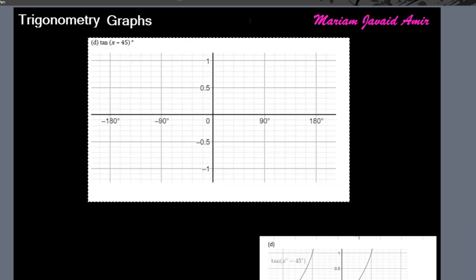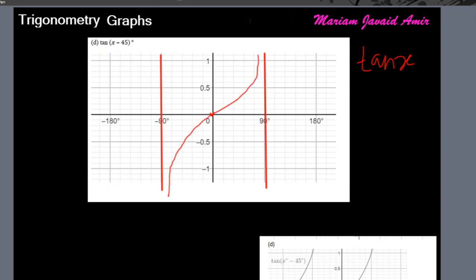Alright, so the last question of this worksheet is sketch the graph for tan x minus 45. So first I'll be sketching the graph for tan x, which is, tan 90 is infinity, and tan minus 90 is infinity. These should be dotted lines. Okay, and this is minus infinity. This is not the actual graph, this is just for explanation. And tan 0 is 0, and then we should get a graph like this. Original graph for tan x.